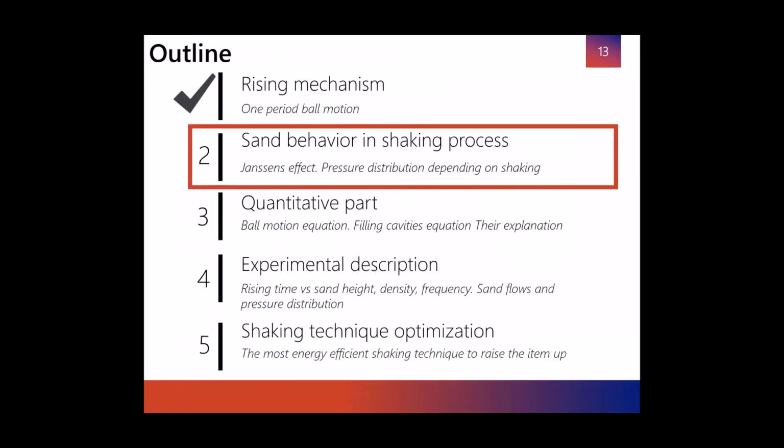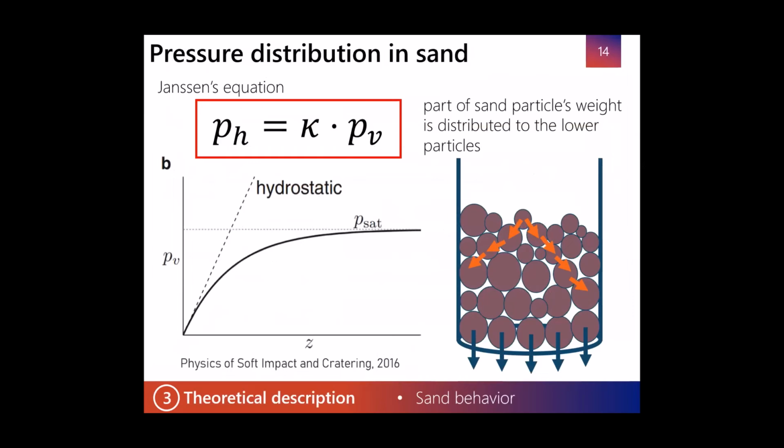So we described the rising mechanism, and now we need to describe this theoretically. We need to write Jensen's equation. It's about the distribution of pressures in the sand. It exists because we have some weight distribution from upper particles to lower particles.